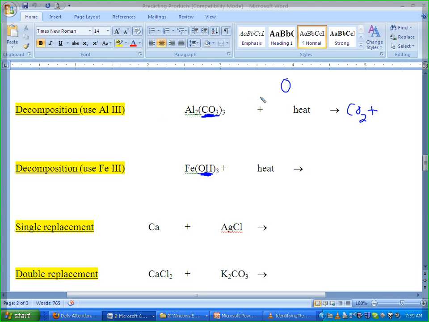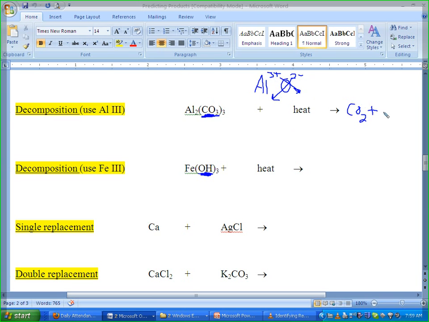The charge of oxygen is 2 minus, right? So crisscross, the same way I just talked about in the other example, Al2O3. Is that what I have down on the practice problems? Right. Excellent. Any questions on decomposition?